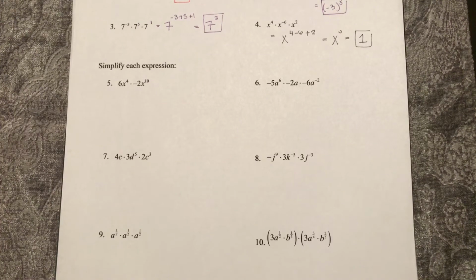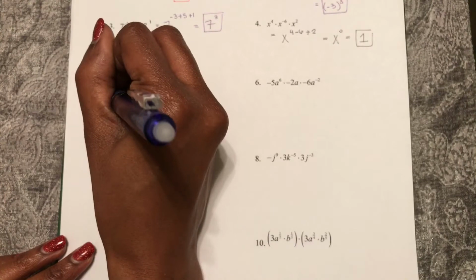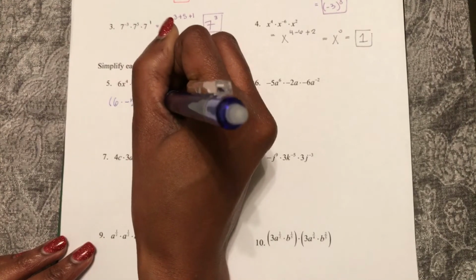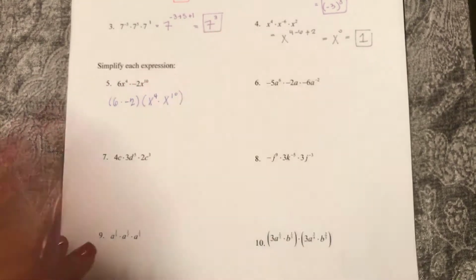So now in 5 through 10, we are going to do some more elaborate examples. Now we actually want to simplify each expression. So I'm doing 6 to the 4th times negative 2x to the 10th. So remember, commutative property of multiplication says that I can rewrite this as 6 times negative 2 times x to the 4th times x to the 10th.